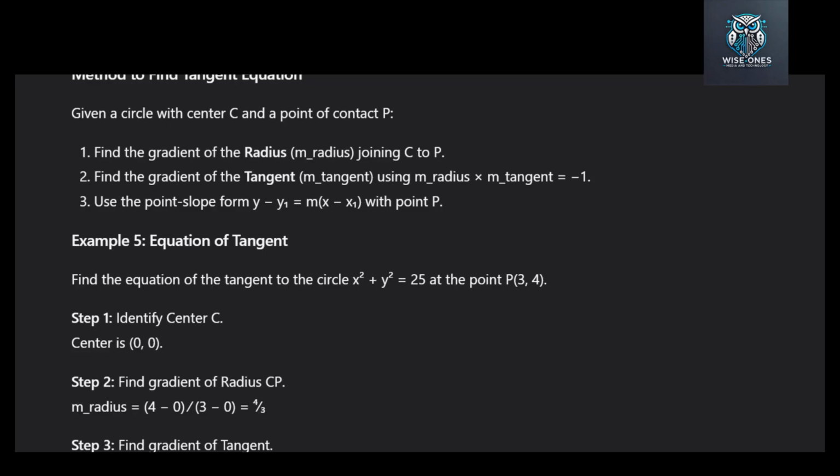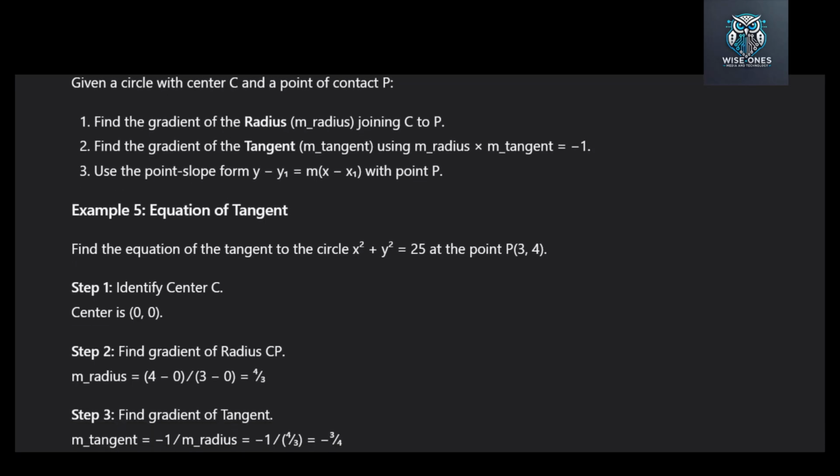with point P. Let us look at example 5. Equation of tangent. Find the equation of the tangent to the circle x squared plus y squared equals 25 at the point P (3, 4). Step 1. Identify center C. The equation is x squared plus y squared equals 25. This is the special case where the center is the origin. So center C is (0, 0).